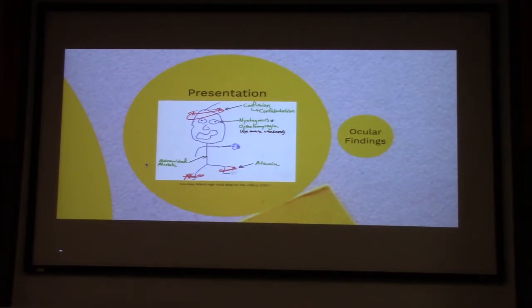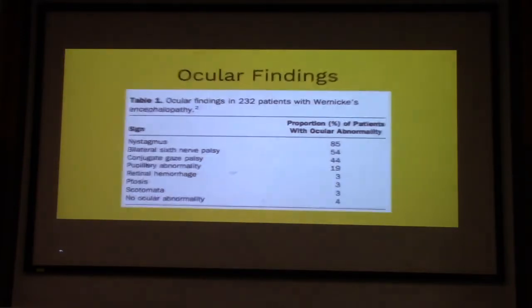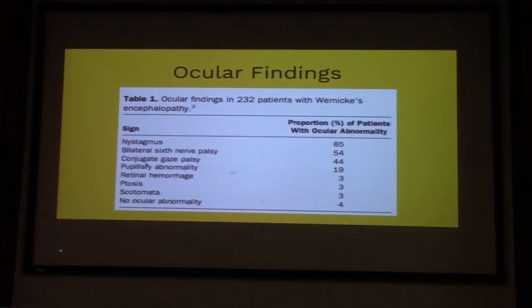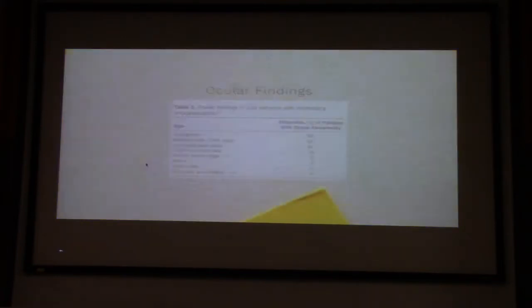Now, one thing to really be concerned about, and this is why going back to our initial differential forming is very critical, is that we'll only see this triad in 10 to 16% of patients. The majority of patients might have only one of these abnormalities. In particular, ocular findings are the most important. 85% of these patients will present with nystagmus, in addition to other ocular abnormalities. So that's what we really need to be looking for when we deal with these patients.